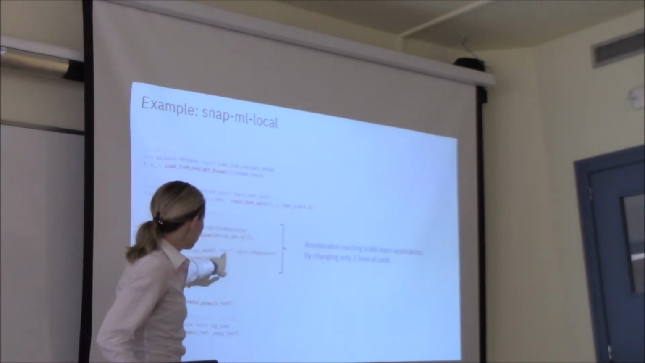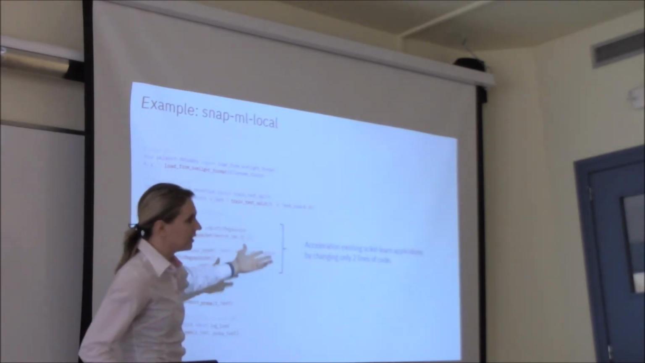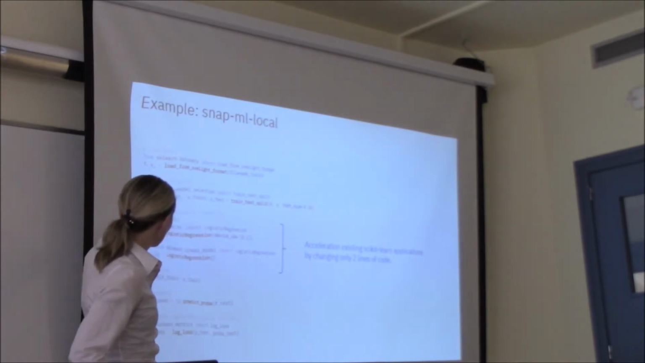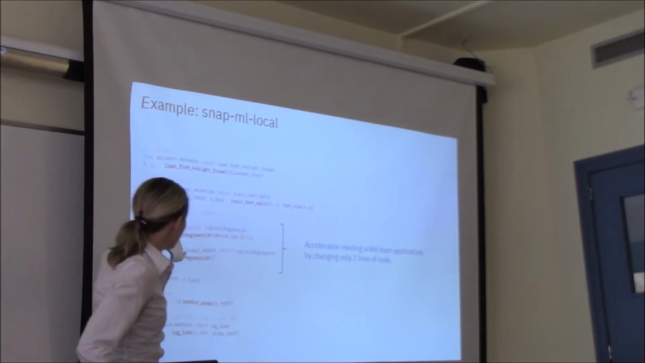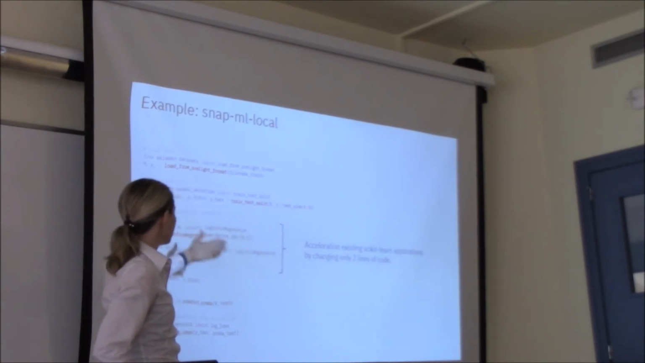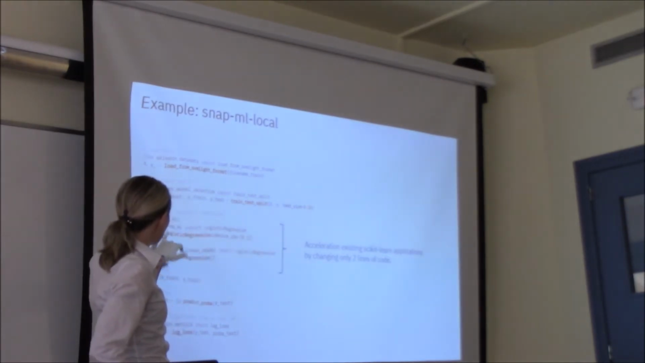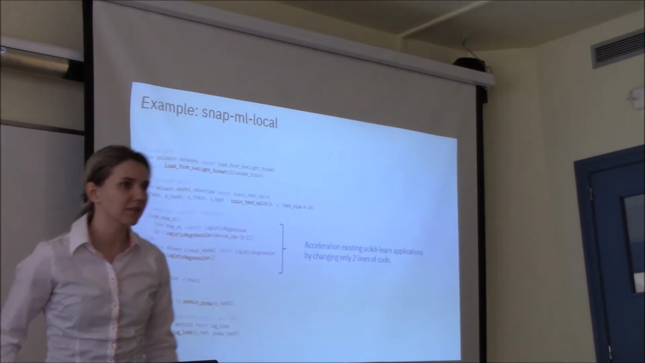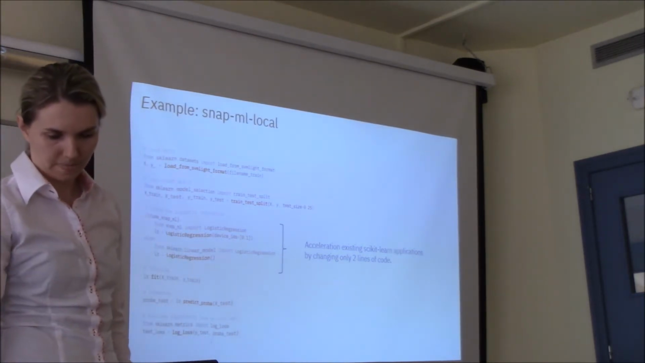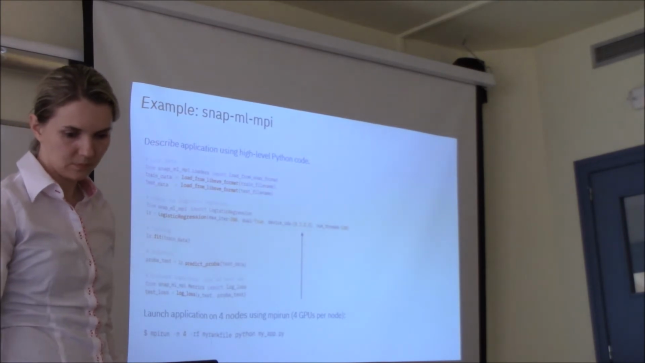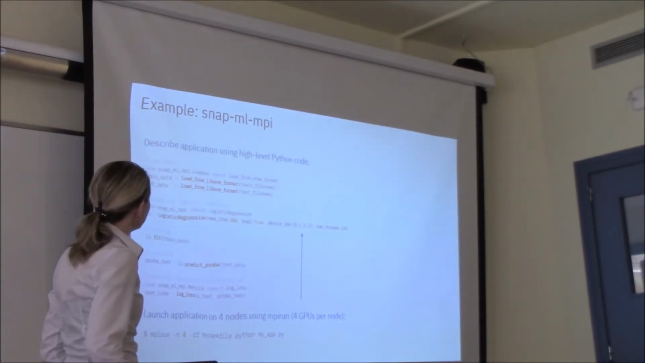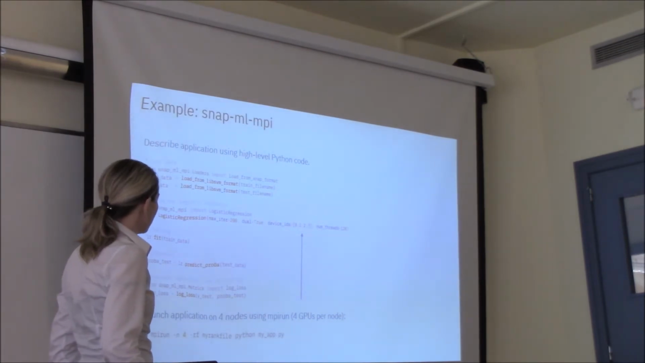So you only have to import logistic regression, for instance, from SnapML, and then call the constructor of the logistic regression model to create your model, and then you use exactly the same code as in scikit-learn. As you can see, the same applies for SnapML MPI.